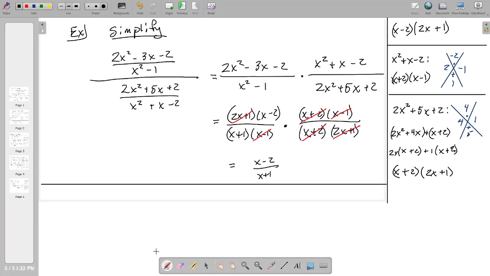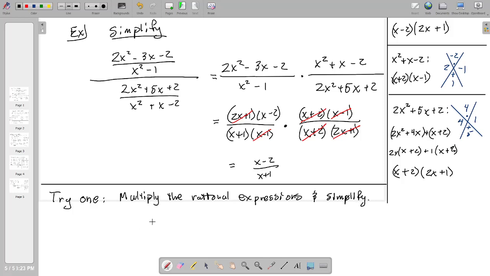Okay, I want you to try one. This one is to multiply the rational expressions and simplify. And we will have x squared minus x minus 6 divided by x squared plus 2x, times x cubed plus x squared divided by x squared minus 2x minus 3. And be careful with these two. These are not going to be factored in the same way that you're used to factoring. You'll have to factor something out that's common.